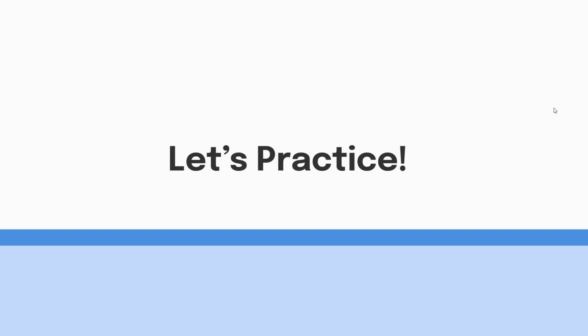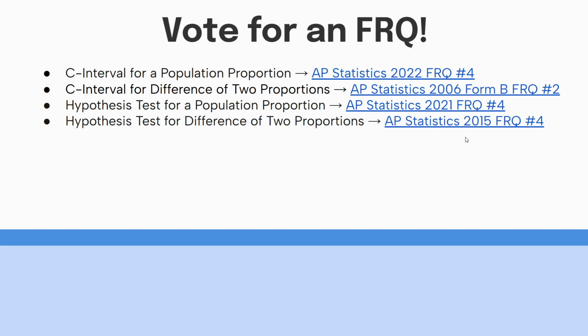We're done with the content. Now we're gonna do FRQs. So, we have 4 FRQs here that you guys can choose. You guys get to choose which one we do. So I've handpicked the FRQs we can do. We can either do an FRQ for the confidence interval for one population proportion, a confidence interval for the difference of 2 population proportions, or we can do hypothesis tests. We can do a hypothesis test for a population proportion or difference of 2.